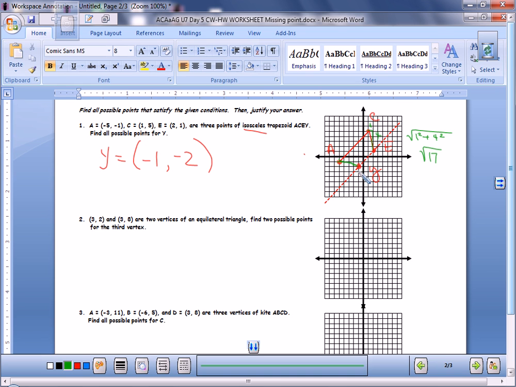Now, a few of you noticed the other day that the slopes of the legs, the congruent legs on the isosceles trapezoid, are opposite reciprocals. And that would have been helpful. You could have applied that here. Wait, like AC and AY? Oh, no, you meant... The slopes are opposite reciprocals.